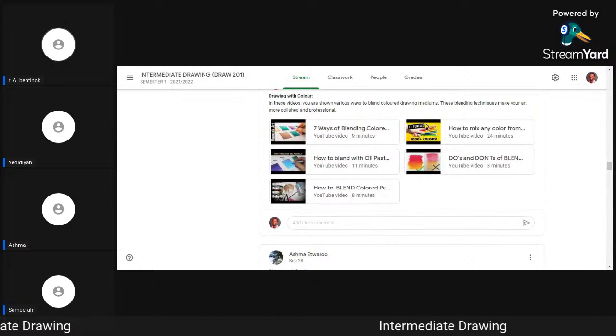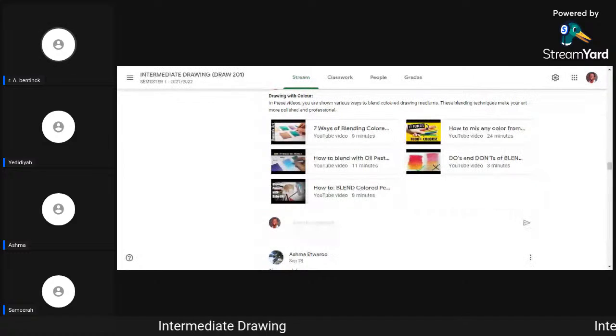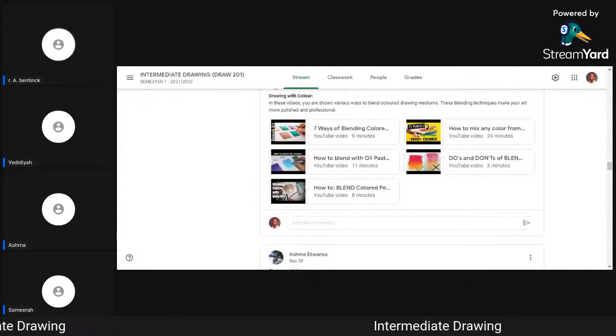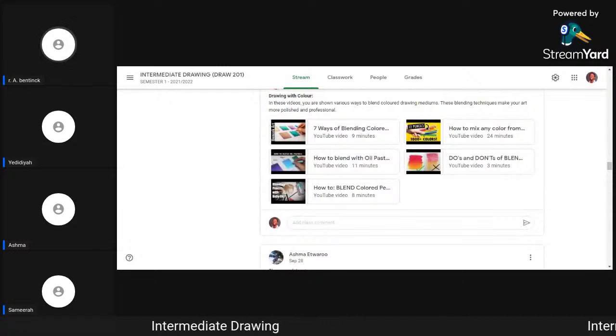Sir, if we're using the color medium, do we have a specific amount of colors to use, or are we just going to use the colors that the photo has? No, that's going to be your choice.